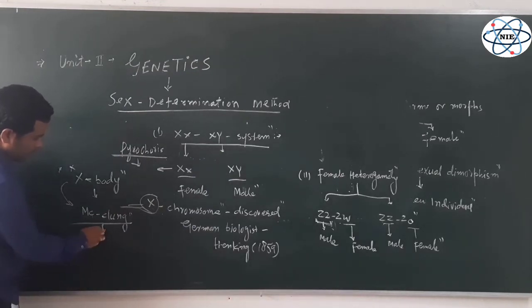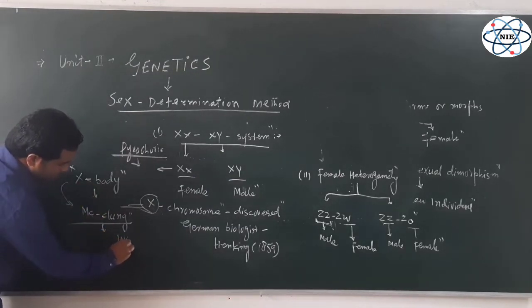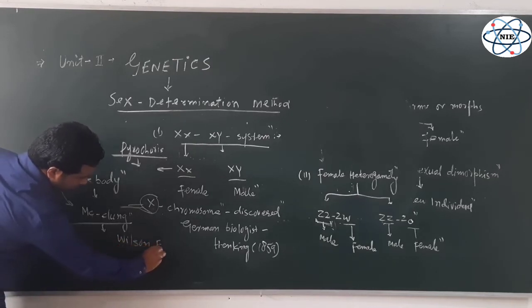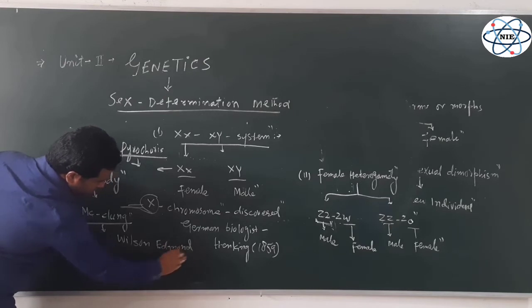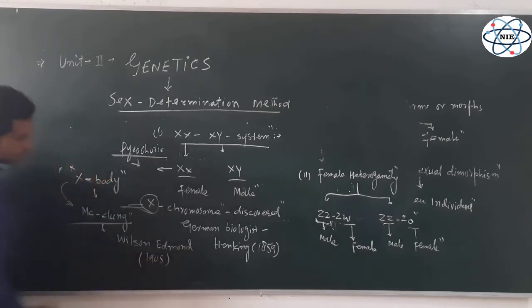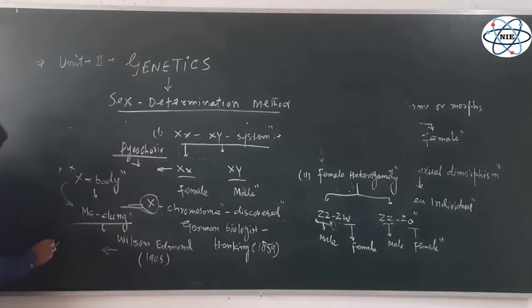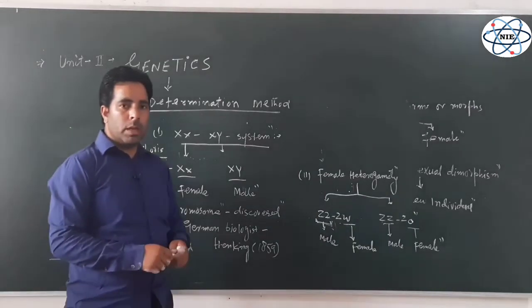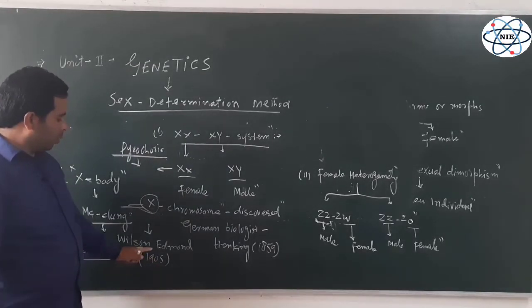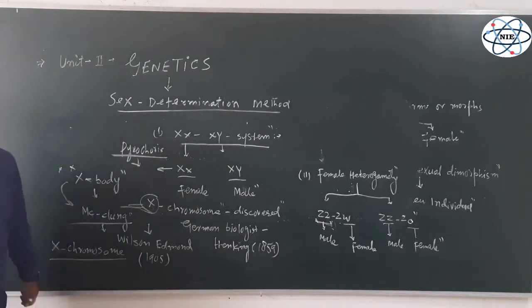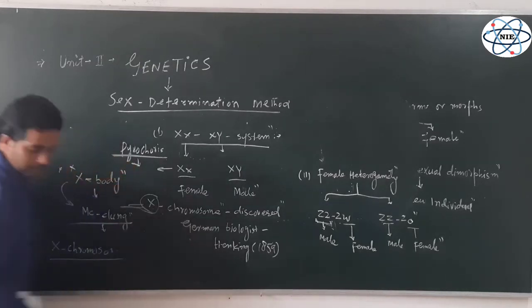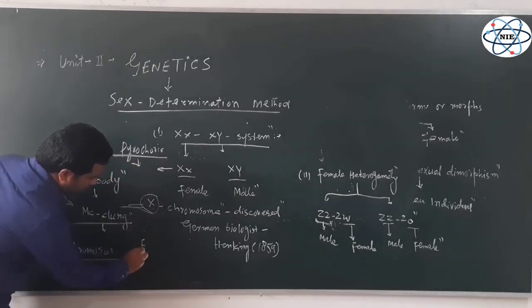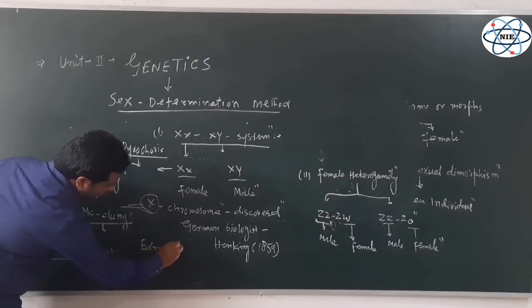And finally, another biologist, Edmund Wilson, in 1905, used the term X chromosome. So the term X chromosome was first used by Edmund Wilson.